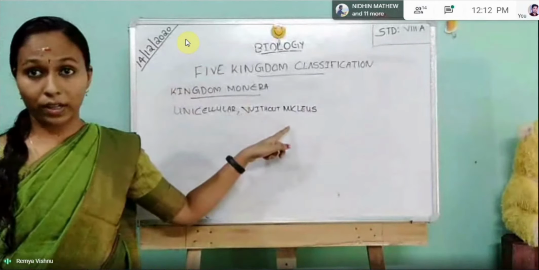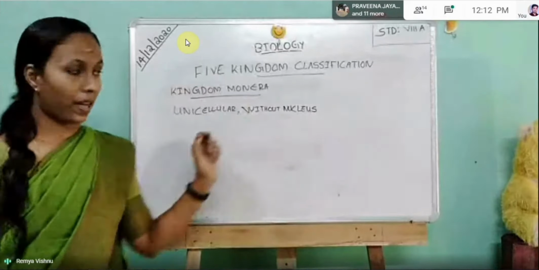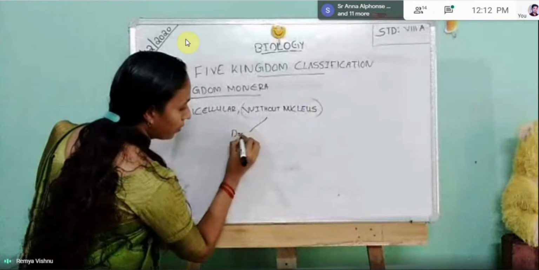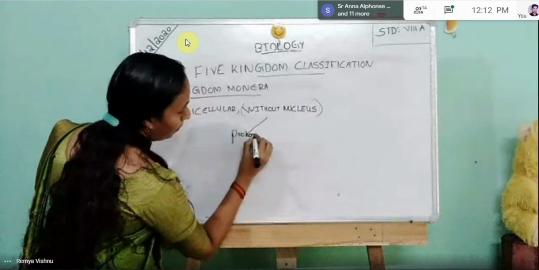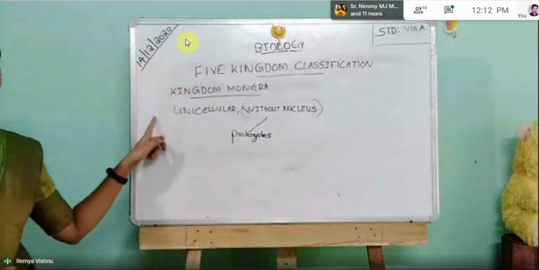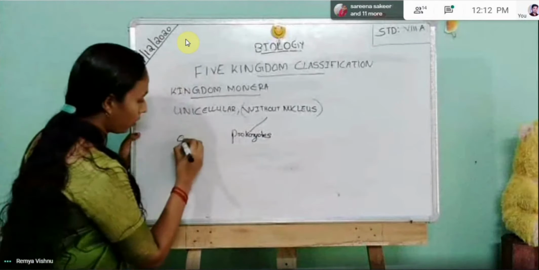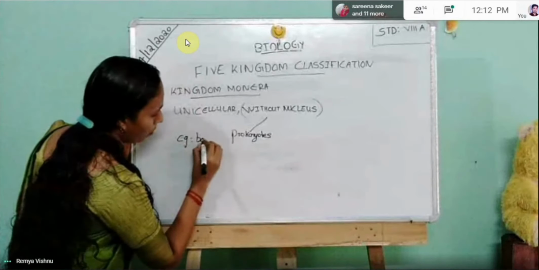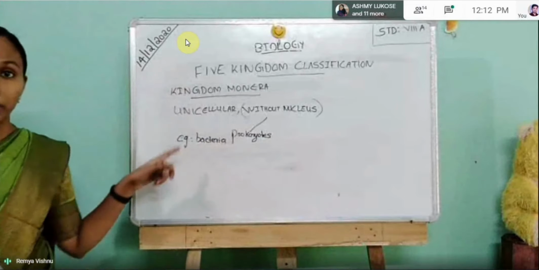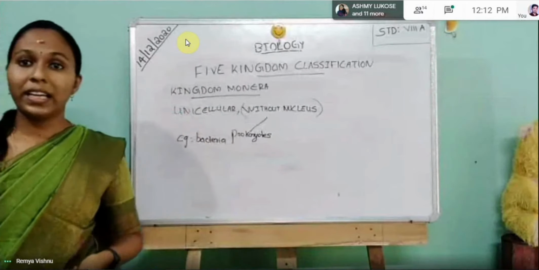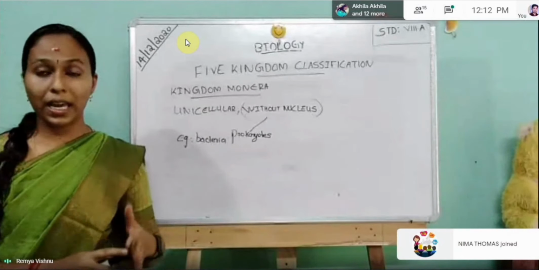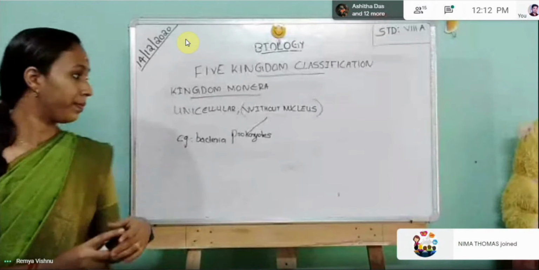Organisms without a nucleus are called prokaryotes. So it is known as prokaryotes. Example is bacteria. Bacteria are the sole members in this kingdom. Initially, cyanobacteria were included in plants due to the ability to photosynthesize.